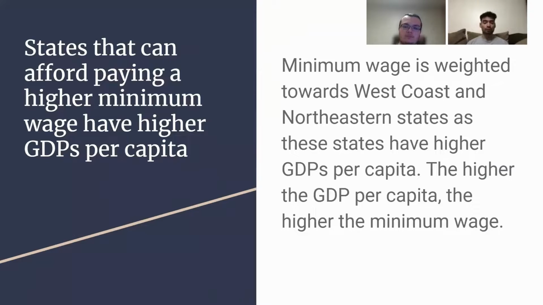In conclusion, we found that states that can afford paying their people higher minimum wages have higher GDPs per capita. Minimum wage is weighted more towards the West Coast and Northeastern states, but it's understandable because these states tend to have higher GDPs per capita. The higher the GDP per capita, the higher the minimum wage.